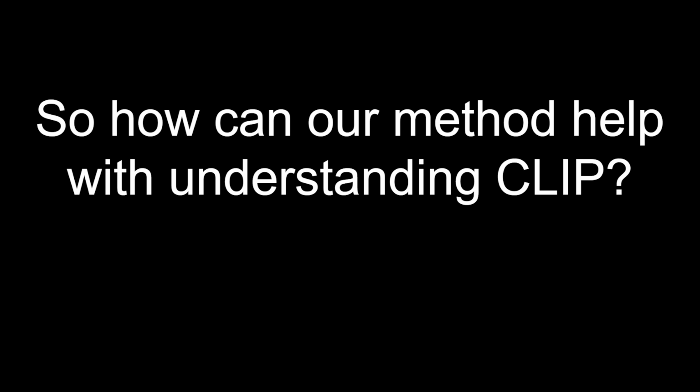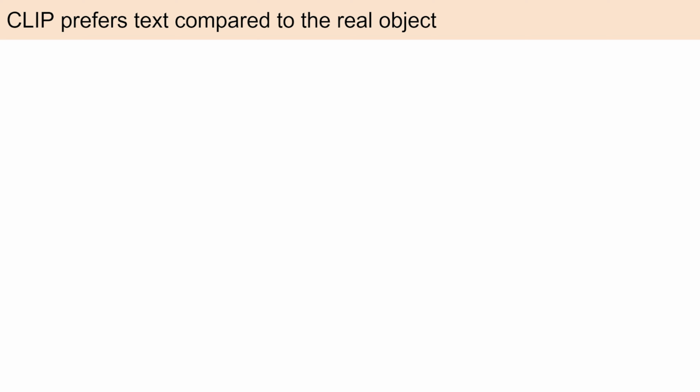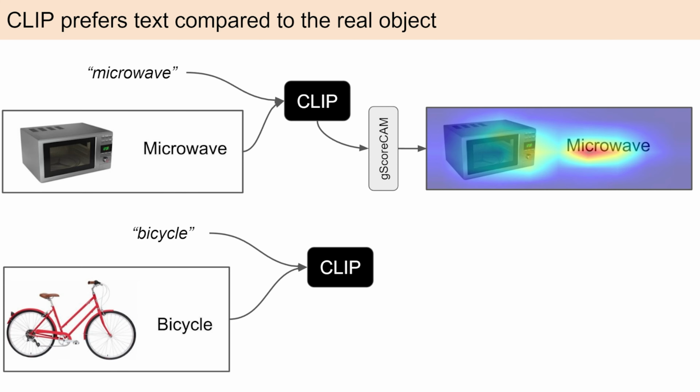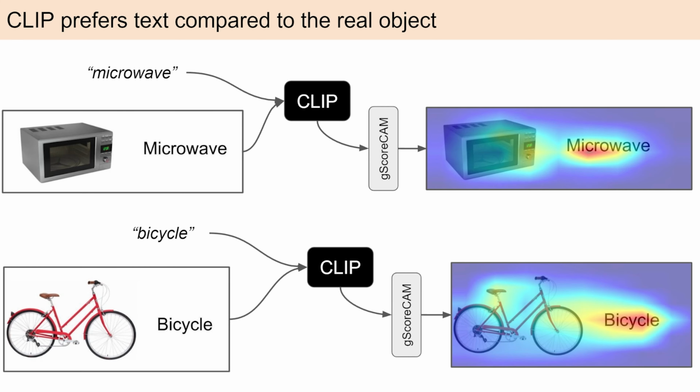So, how can our method help with understanding CLIP? gScoreCAM enables us to discover that CLIP can read text, and it interestingly prefers text over visual cues. For example, if an image contains both a microwave object and the word microwave, CLIP will select the text instead of the object. Similarly, here, CLIP will choose the word bicycle over the actual bike.